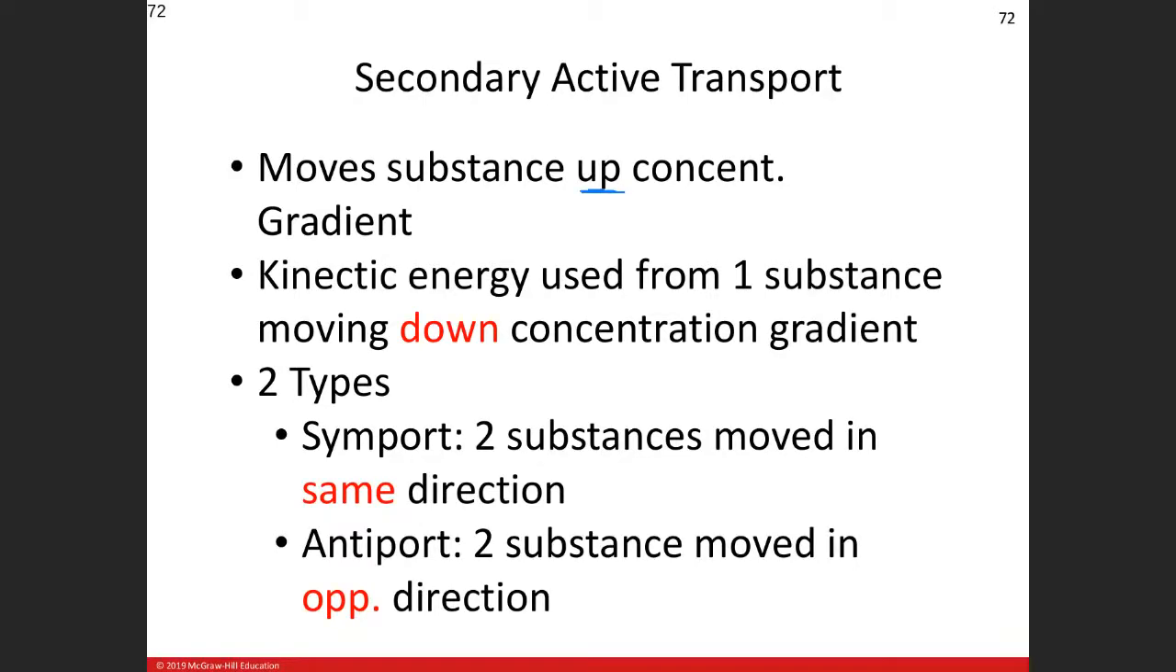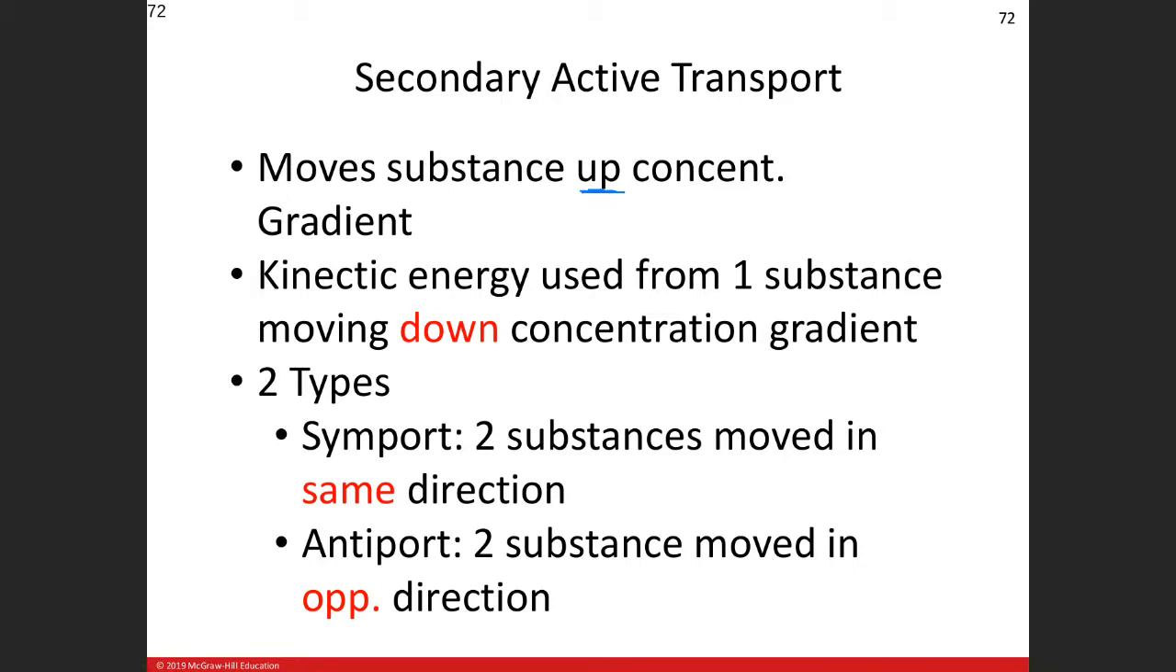The nice thing about this phenomenon is that when you're moving things, you are generating what we call kinetic energy. We talked about this in a previous class. This energy is generated from movement. So in secondary active transport, we're going to be dealing again with 2 substances.